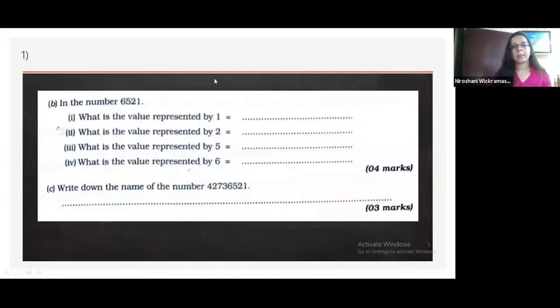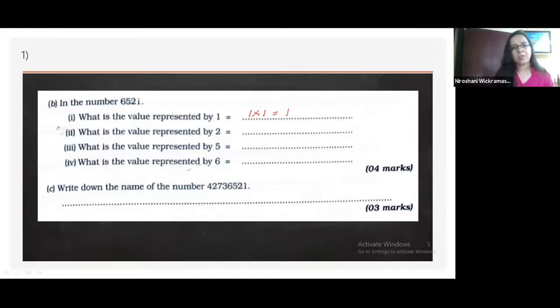Then I have put the marks here, so according to that, you can write the marks. In the number 6,521, what is the value represented by 1? So this is at the unit place, right? So that is representing 1. 1 times 1, unit place, 1.